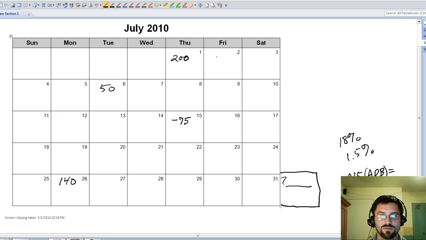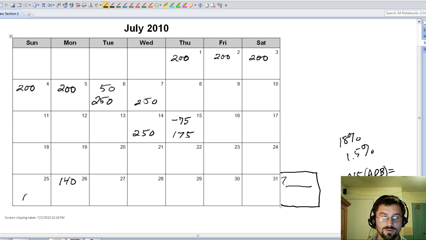If you start the month with a $200 balance, your balance continues to be $200 until you spend some money, and then it becomes $250. It stays at $250 for a while, all the way up to here, where it becomes $175, and it stays like that for a while, up to right here, where it becomes $315. Then it stays at $315 until finally, on the 1st of August, they add your new charges on, and that'll be your balance going into the next month.